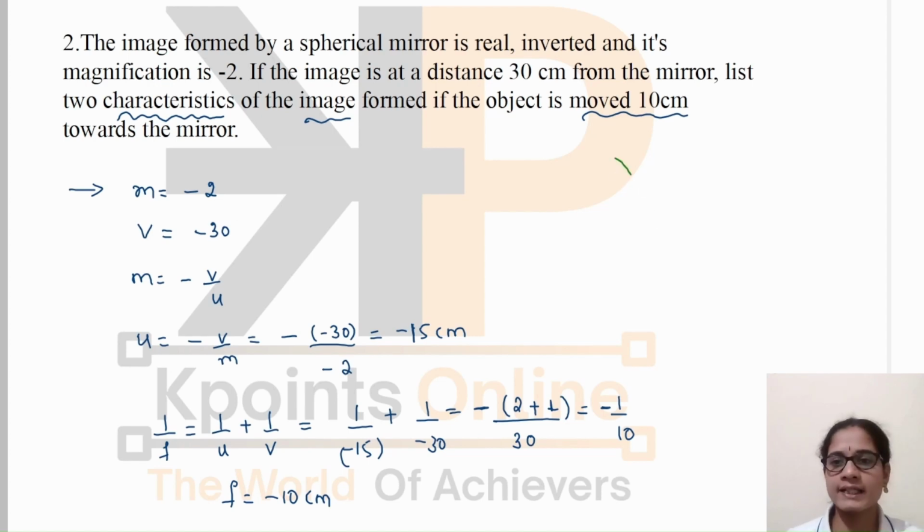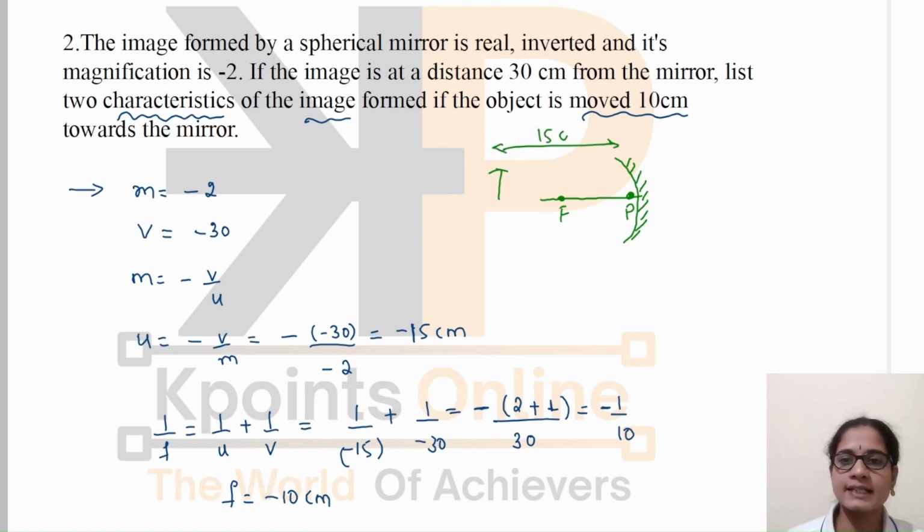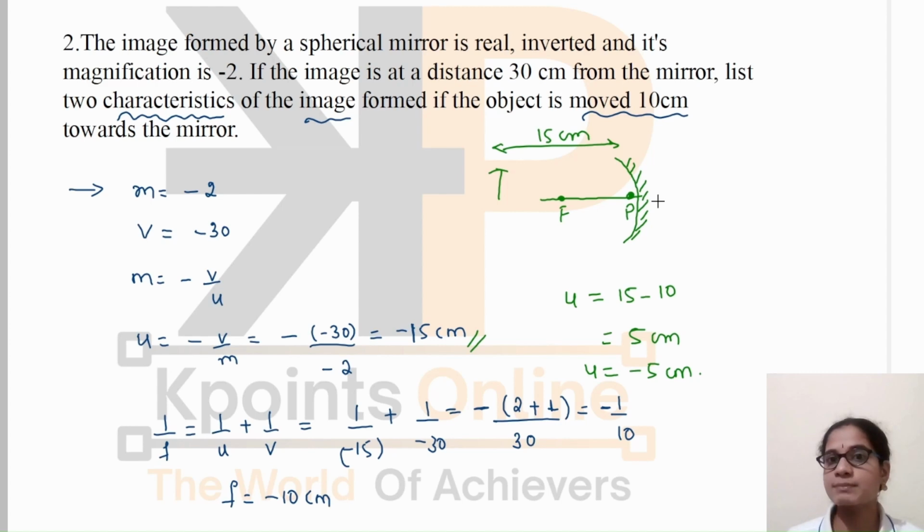Now what is the case here? It is the concave mirror. This is the pole. This is the focus. Initially the object was placed at a distance of 15 centimeter, what we have calculated here. Now we are moving this object towards the pole by 10 centimeter. So now the object distance will be 15 minus 10, that is 5 centimeter. It will be minus 5 centimeter, as we will take the negative sign for the object distance as it is placed at the left of the pole.